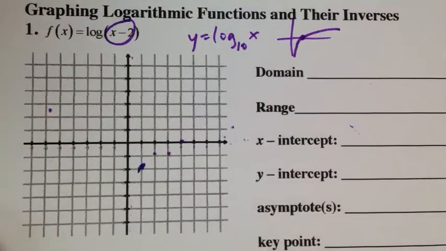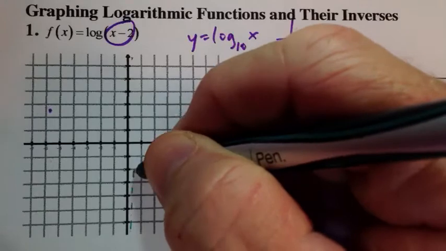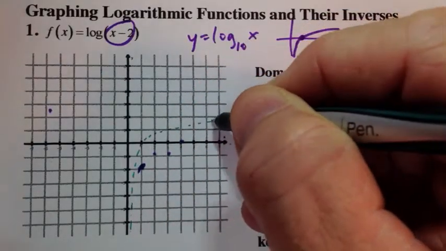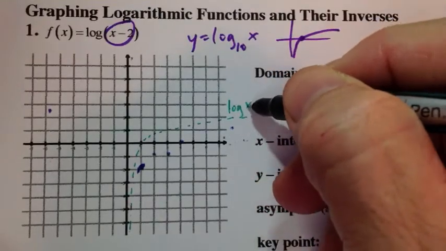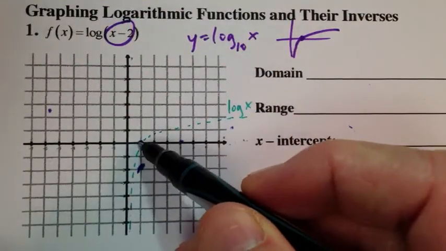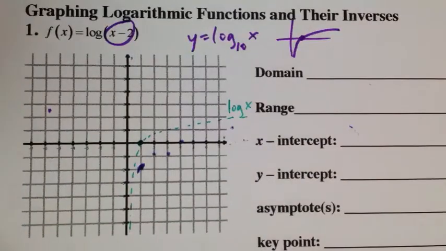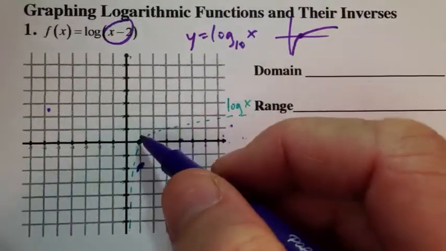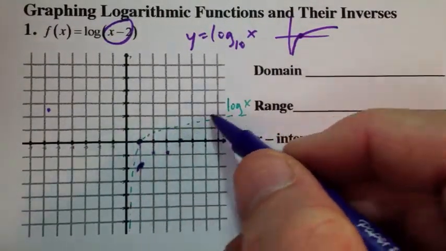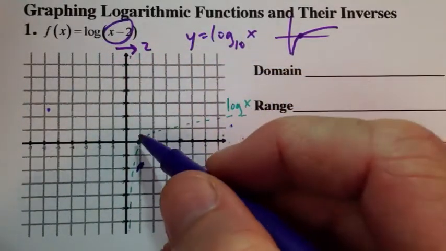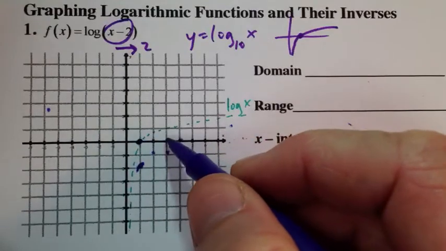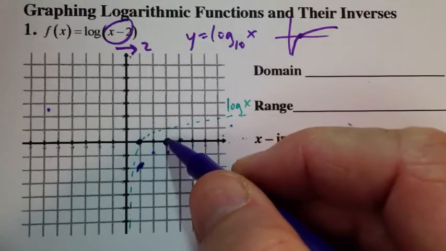So the original graph, let's do that in green. This is the original graph of y equals log base 10 of x. The key point is what is really important to keep track of, and the key point, as well as everything else on this graph, will shift to the right 2 units. So if we take the key point and we move it to the right 2 units, it moves right there.